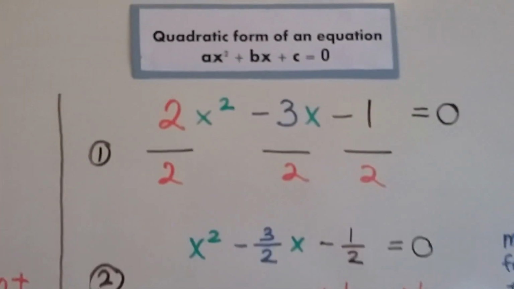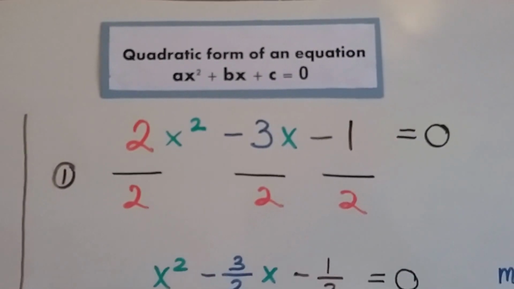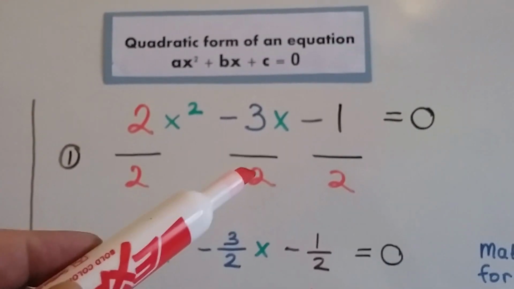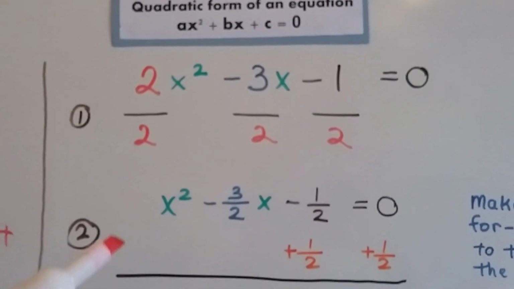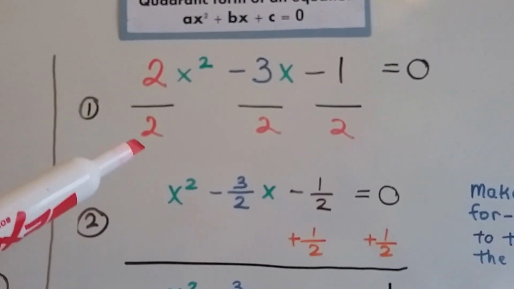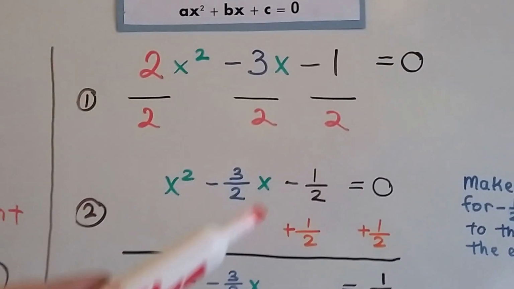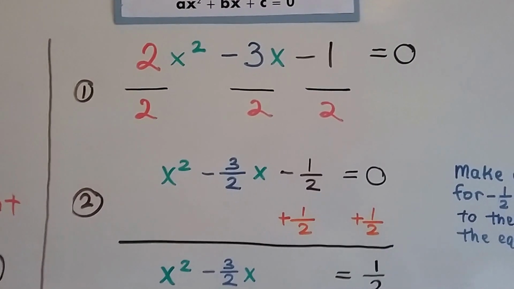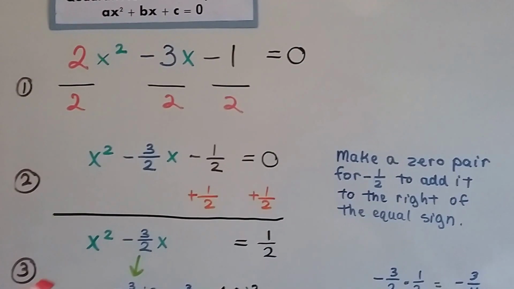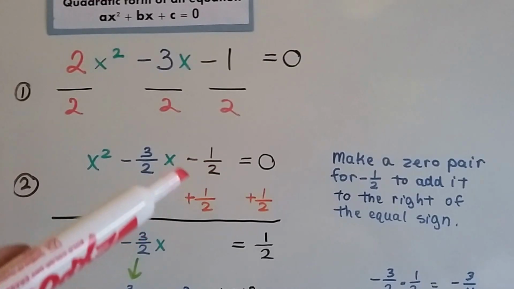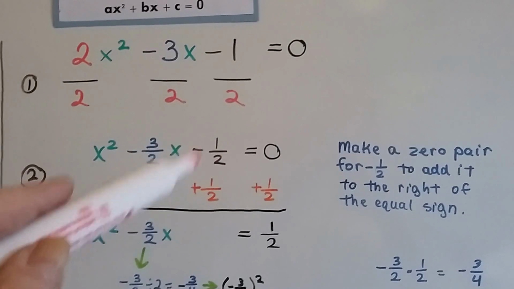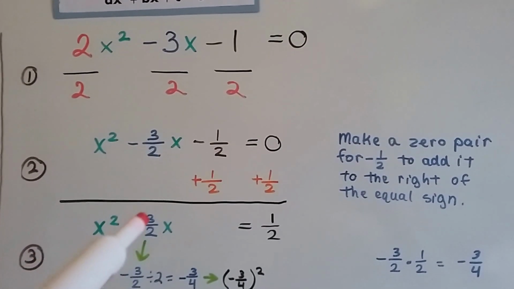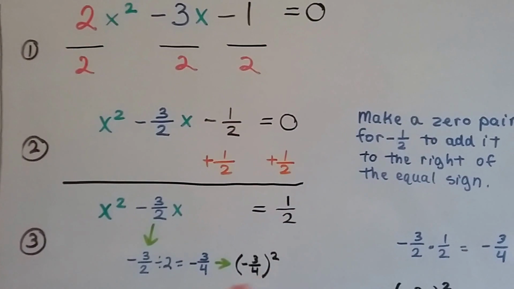All right, so here's our first equation. We've got 2x squared minus 3x minus 1 equals 0. We're going to divide each term by this 2 so that we can get the x squared to have a coefficient of 1. And what happens is it becomes a 1, then we get negative 3 halves, and then we get a half, don't we? Now we can make a 0 pair for this minus half by adding it to both sides of the equation. Now we eliminate it, and we have x squared minus 3 halves x equals a half.